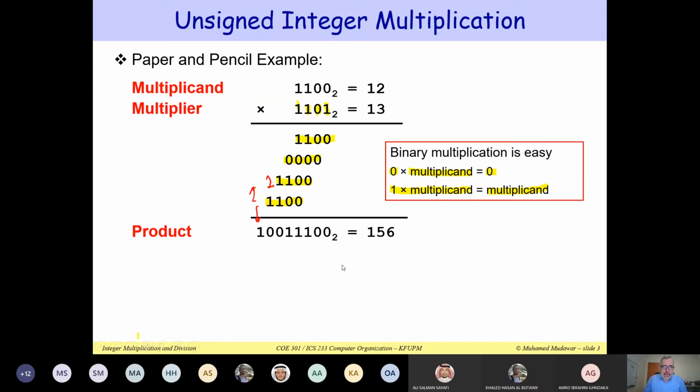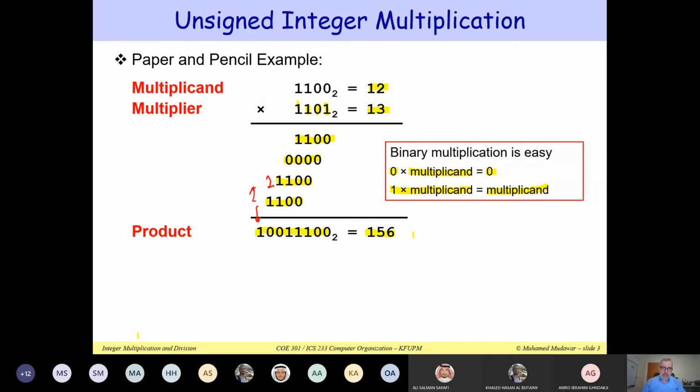Now this is my final answer in binary. If you look at this number in binary, this is 156 in decimal. In fact, if you multiply 12 by 13 in decimal or using your calculator, you should get 156, so it should give you the same result. But the way that the hardware does it is in binary. All the arithmetic done inside the CPU is done in binary, so the circuits are designed to operate on binary numbers. So we have a circuit that does this multiplication.